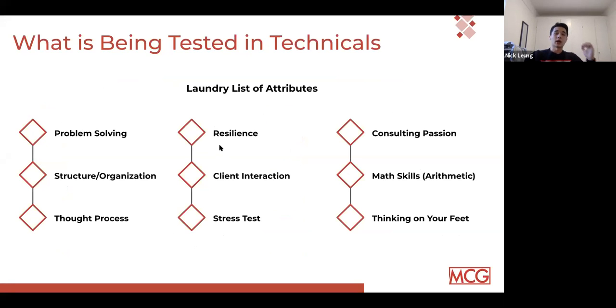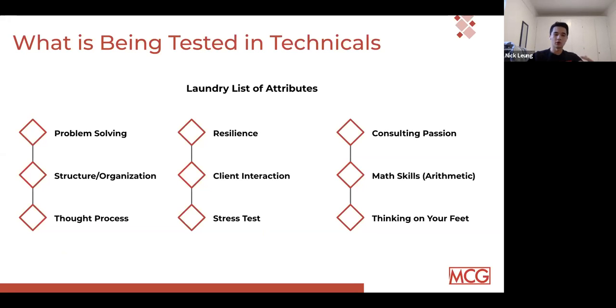Cool. All right, so now let's really get into what's being tested in these technicals. There are a lot of things being tested in a technical consulting interview, so I wrote out a laundry list of overlapping attributes that you need. Let's go through them.